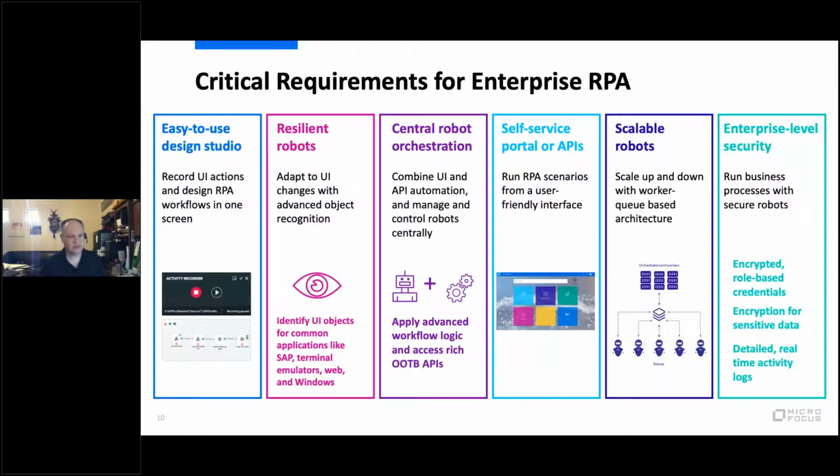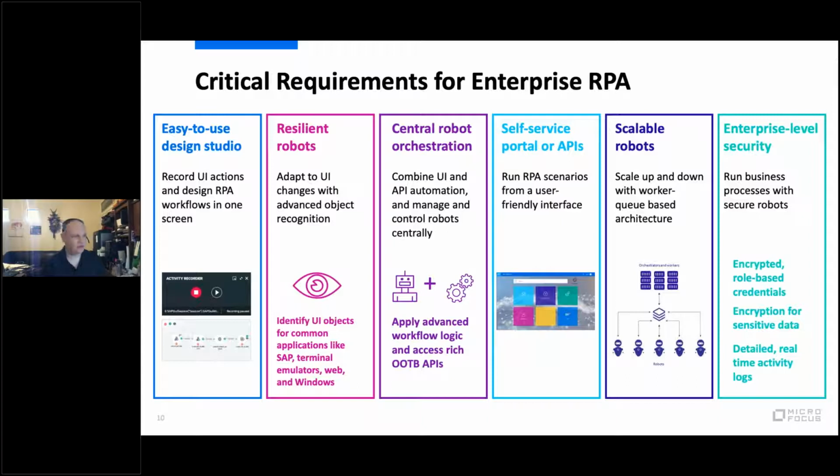Third is this notion of central robot orchestration. I just talked about that a moment ago on the previous slide. This is really, how do I take my UI automation, merge it with my API automation, and create and manage robots, do this all centrally, do this from a hosted or a managed solution, and do this in a very scalable, mission critical method.